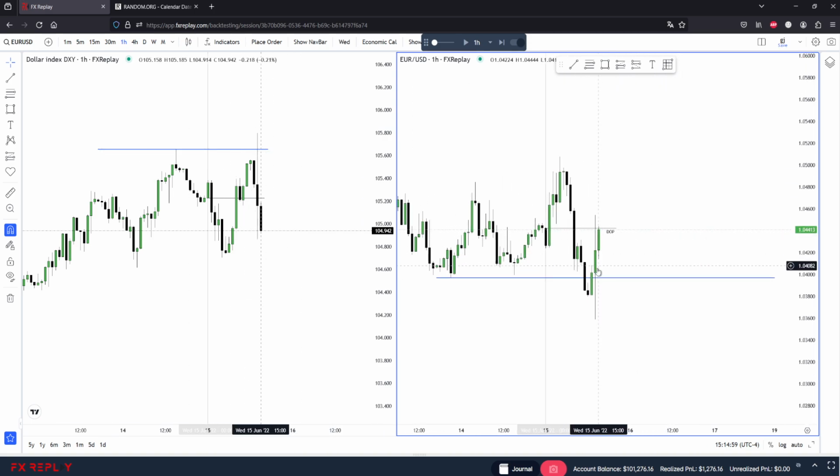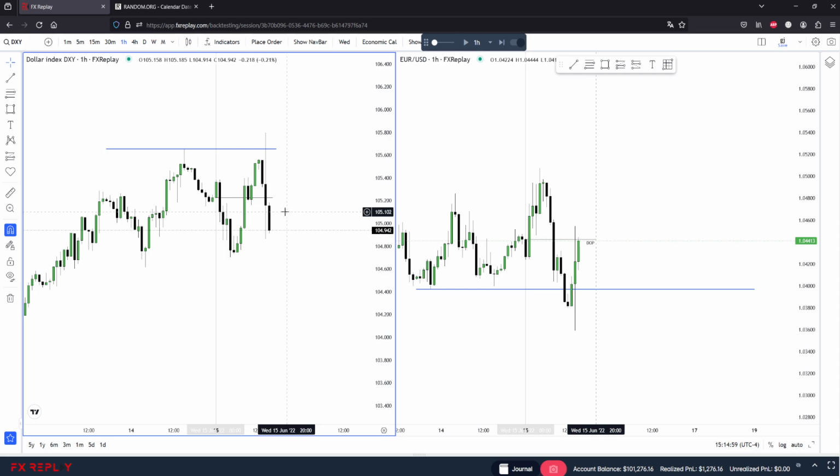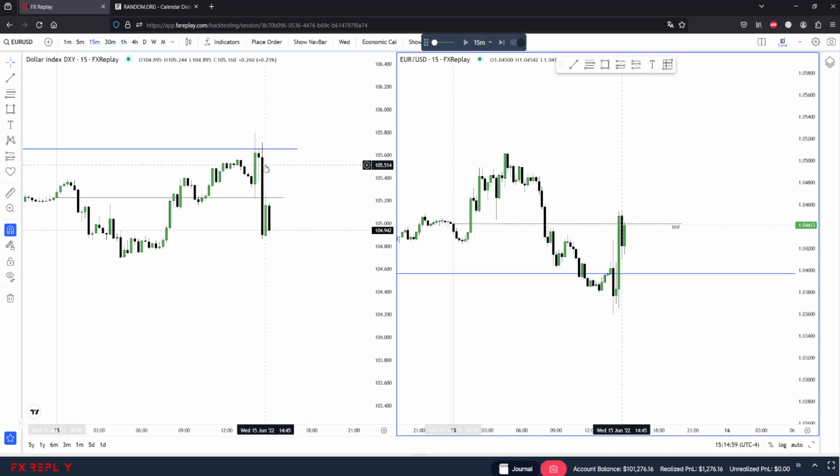Is there SMT somewhere? Yeah, we took out everything over here. So yeah, there's no SMT yet, not that I can spot. A 15-minute structure shift is about to happen as well. And let's go to the 15. Maybe there's more information over here. Right, took out this high, that's correct. Took out these highs, okay. So no SMT yet.